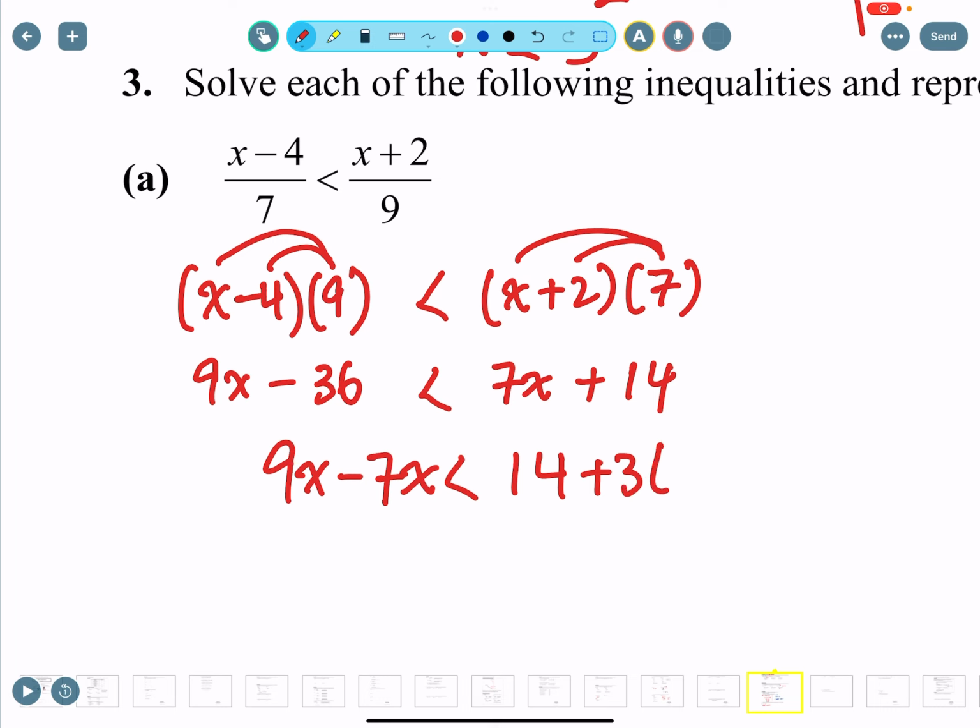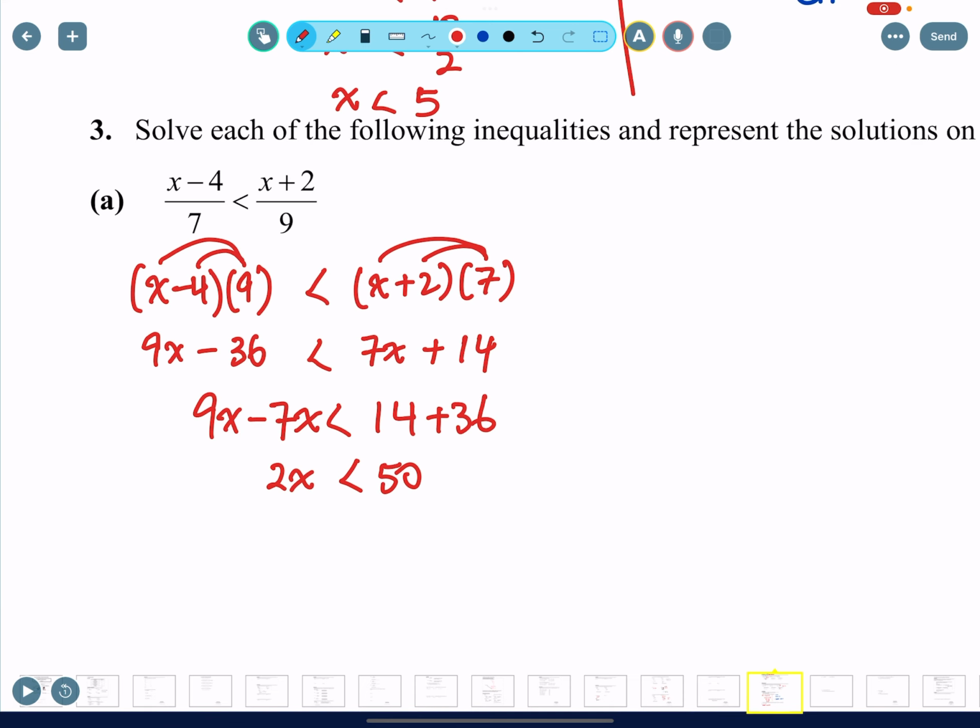14 plus 36. 9 minus 7 is 2, so we have 2x here. 14 plus 36 is 50. Finally, do the easy step. Divide 50 with 2. And finally, you will have an answer of 25.